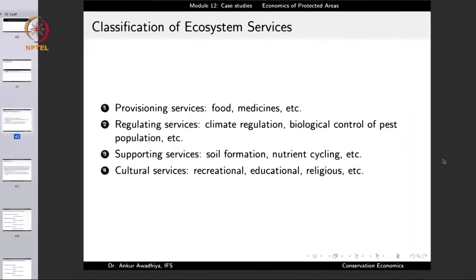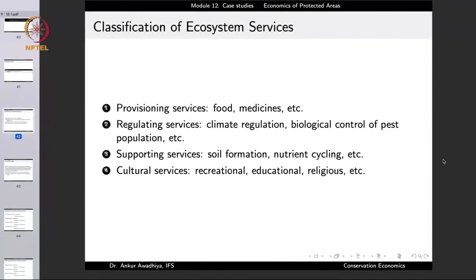The farmers that live in the vicinity do not have to spend that much amount of money on purchasing insecticides. So this is a regulating service. Another regulating service is the regulation of the local climate or the microclimate. So the areas that are close to the protected areas, they have a more amiable climate. It does not become that hot in summers. It does not become that cold in winters. So that is a regulating service in the form of climate regulation.